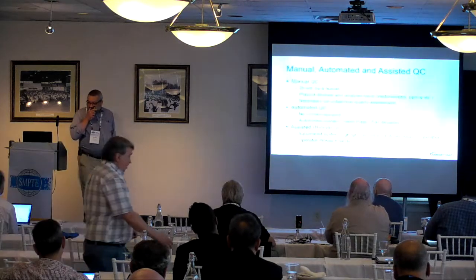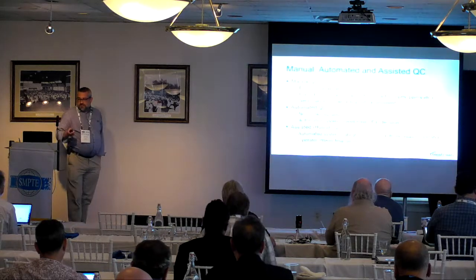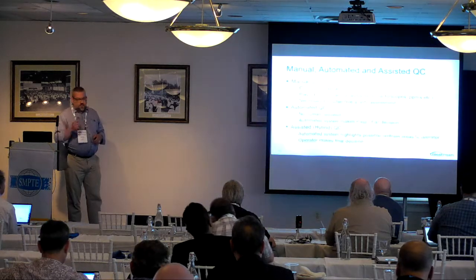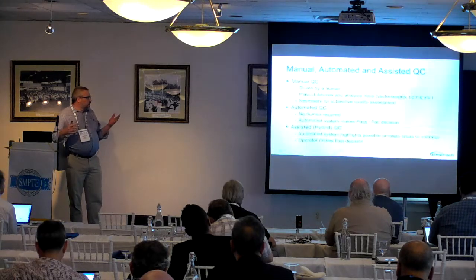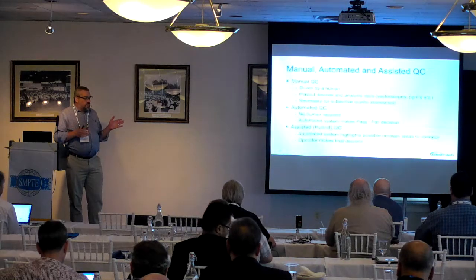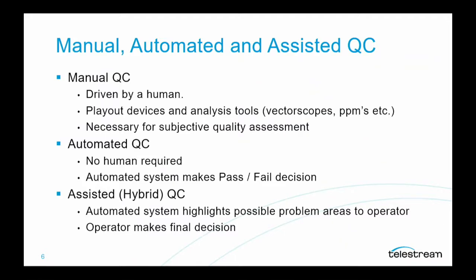We can also talk about QC in terms of manual, automated, and hybrid systems. So obviously, manual, traditional QC station, someone's looking at video. Automated, ideally no human required, the machine makes the decision. And a hybrid system where the machine is potentially pointing a manual QC operator to areas in the content where there may be problems and allows the human to make the final decision. And particularly when we're talking about AI or ML, what we're really talking about probably is taking problems that were traditionally in the manual space and moving them into the assisted space.